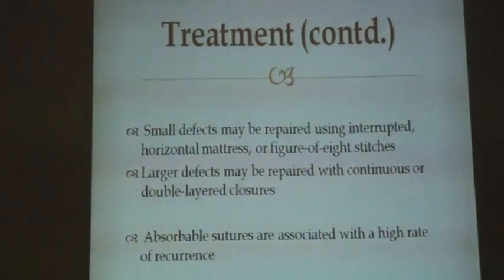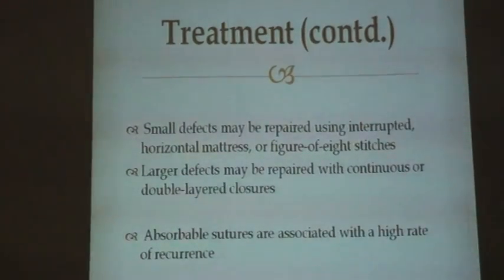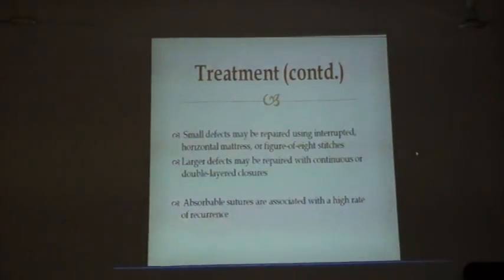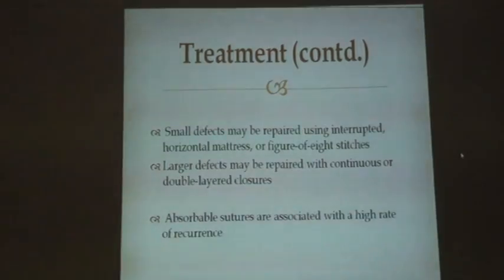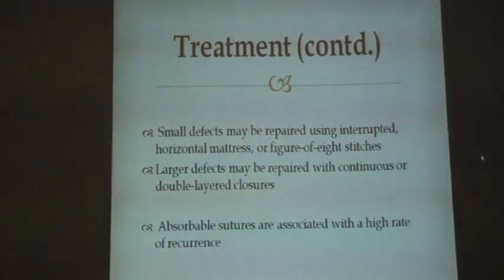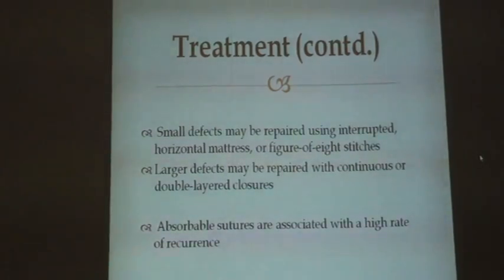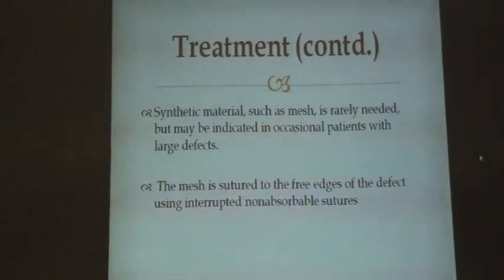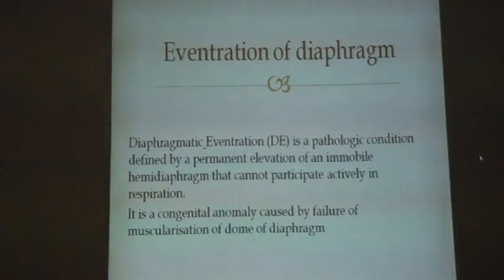Small defects may be repaired using interrupted horizontal sutures or figure-of-8 sutures. Larger defects may be repaired with continuous or double-layered sutures. Absorbable sutures are, however, associated with a high risk of recurrence. Synthetic material such as mesh is rarely required but may be indicated in occasional patients with large defects. The mesh is sutured to the free edges of the defect using interrupted non-absorbable sutures.